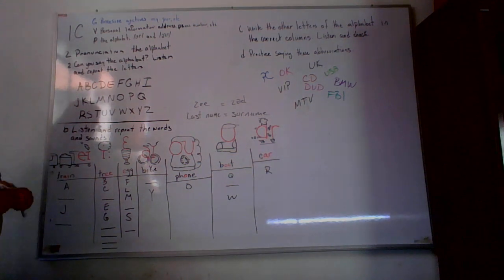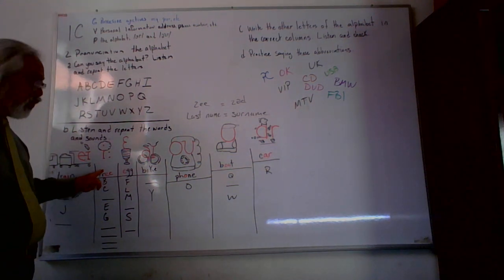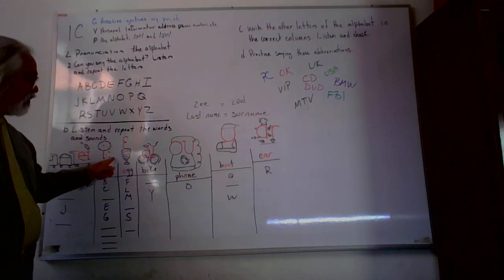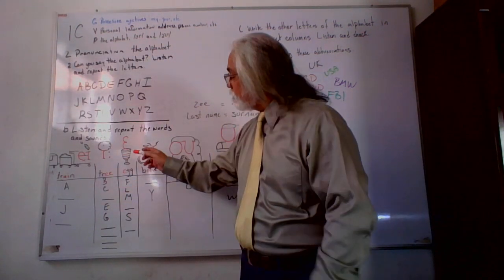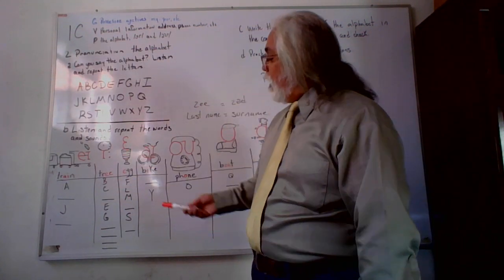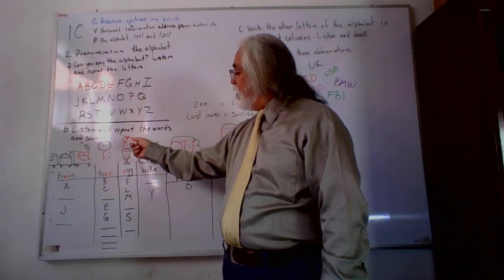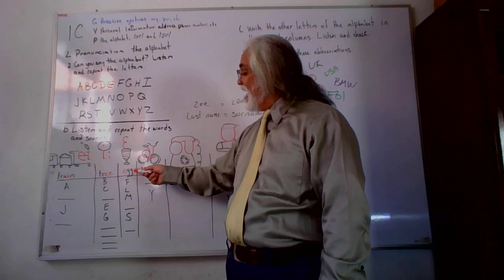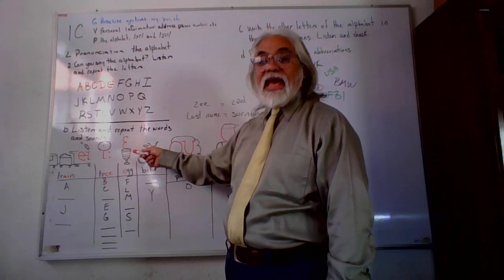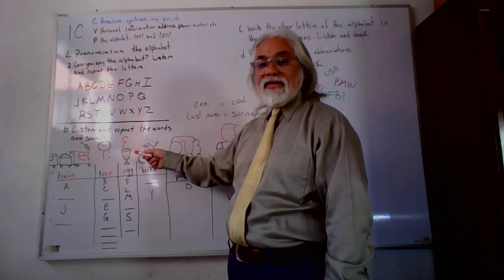E. Okay? So here we have tree, and the sound is E. Let's move over here. Here we have a picture of an egg. Okay? An egg. And the sound is egg.